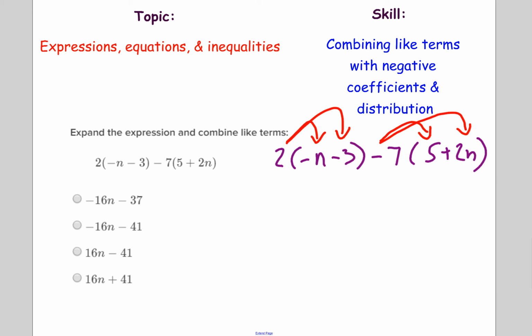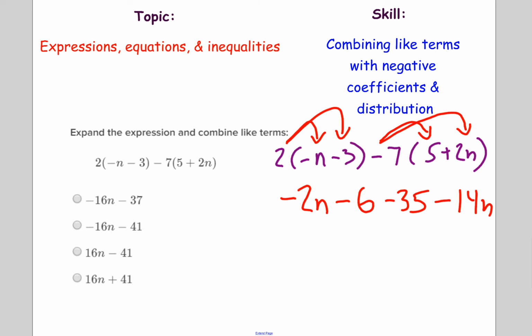So let's take a look here. 2 times negative n is negative 2n. 2 times negative 3 is negative 6. Negative 7 times 5 is negative 35. And negative 7 times positive 2n is negative 14n. I just want to make sure I got all my signs right again. So let's see. A positive times a negative is a negative. Positive times a negative is a negative. Negative times a positive is a negative. Negative times a positive is a negative.